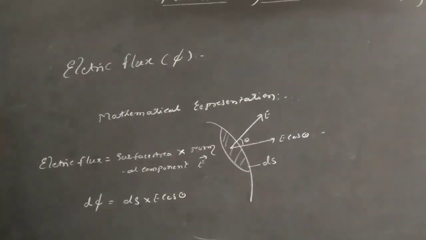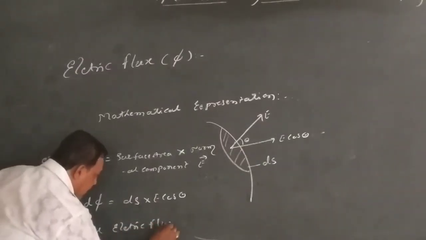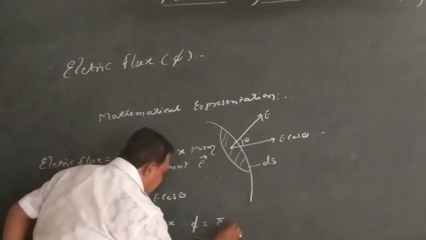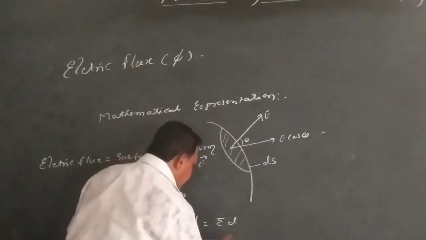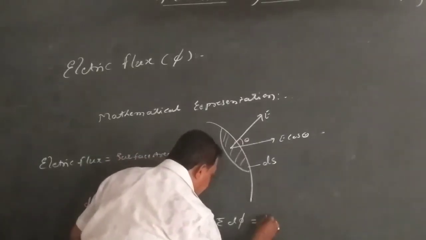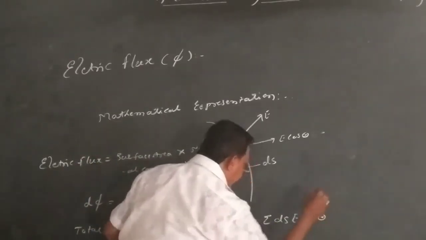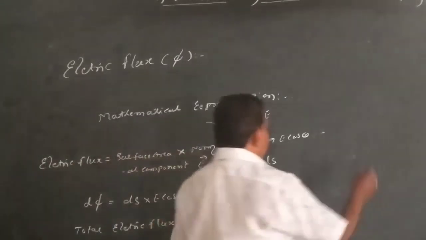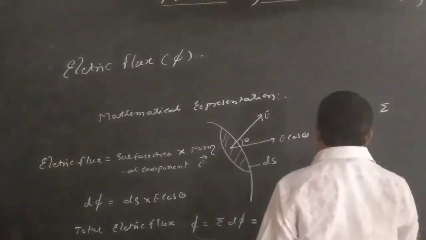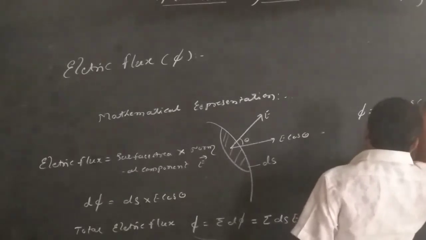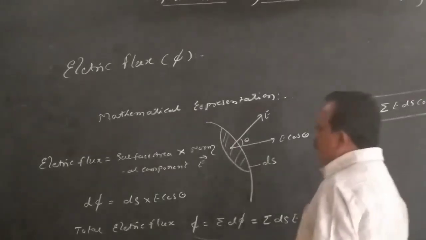If I need the total electric flux, phi equals the sum of d phi. The sum of small numbers of electric lines of force gives what? The total electric flux, equal to the sum of ds E cos theta. Hence the total electric flux phi equals the sum of E ds cos theta. Now this is your total electric flux. This is the mathematical representation of electric flux.